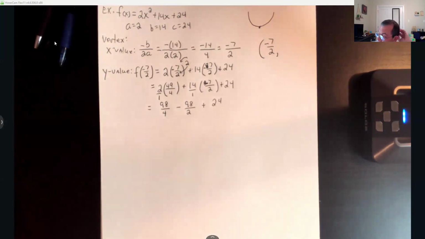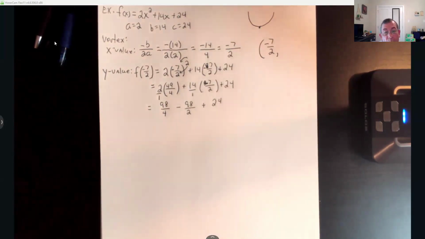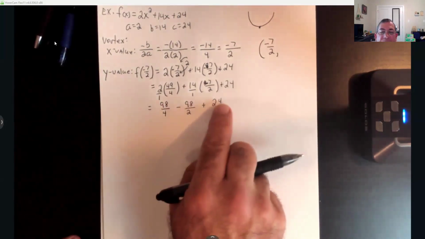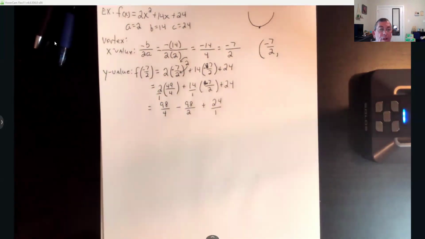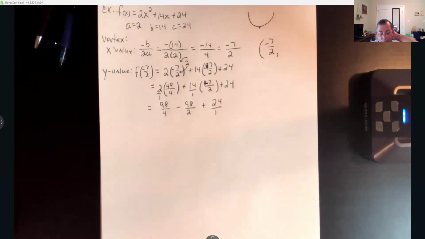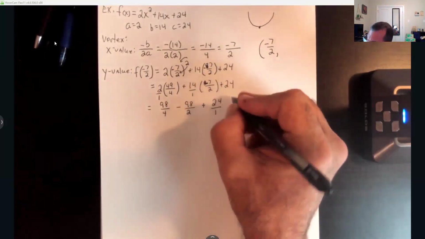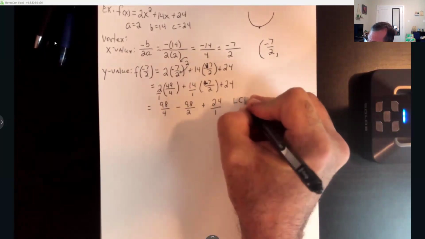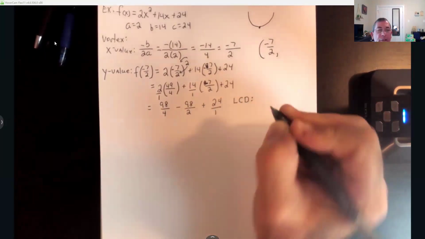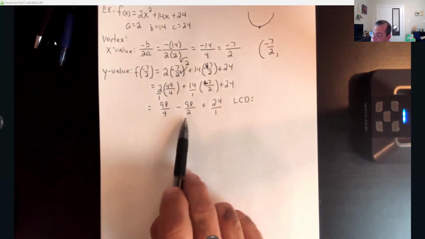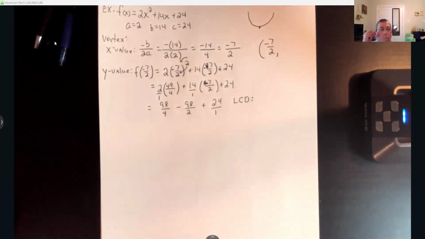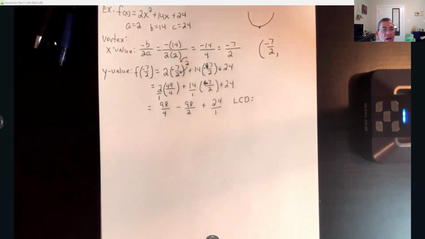So guess what? By hand, we're at the point where we would try to add all of these. Since I'm dealing with fractions, I'm going to make the 24 look like a fraction by putting a 1 under here. Now y'all remember, to add fractions, I need what? A least common denominator. So y'all, the bottoms of my fractions are a 4, 2, and 1. What is our least common denominator?